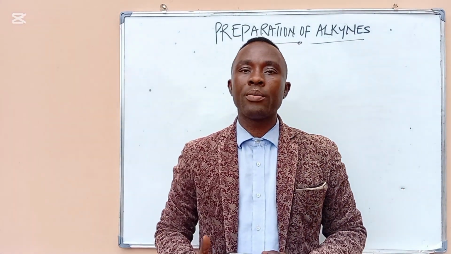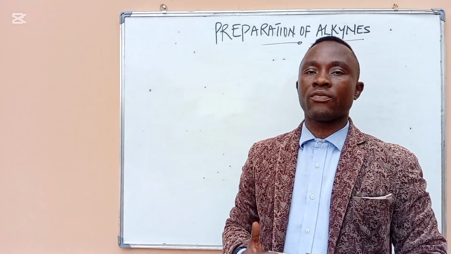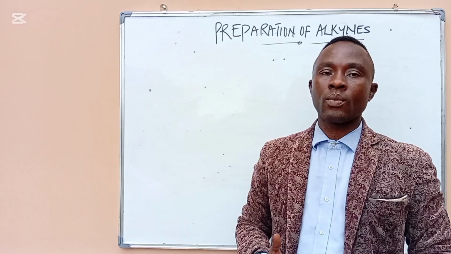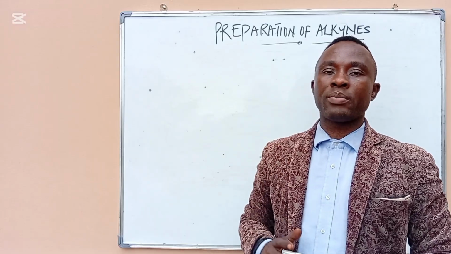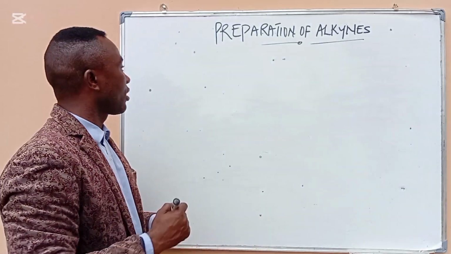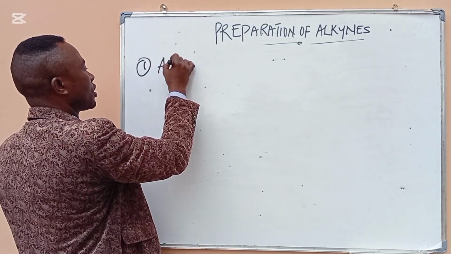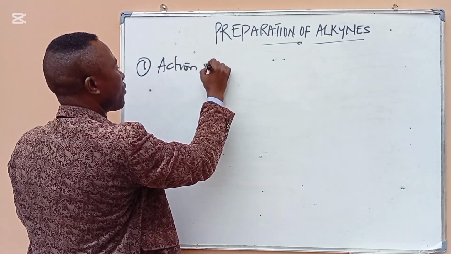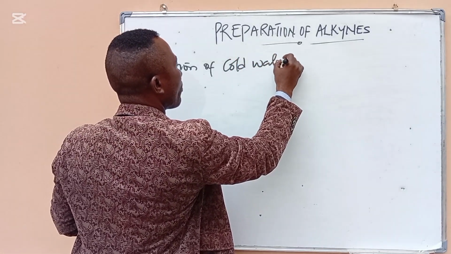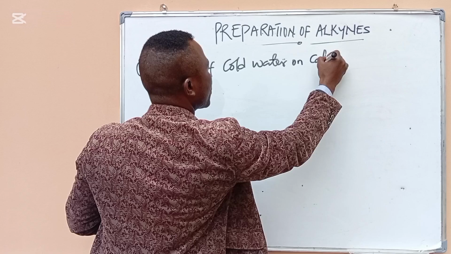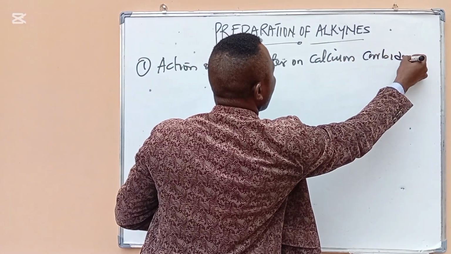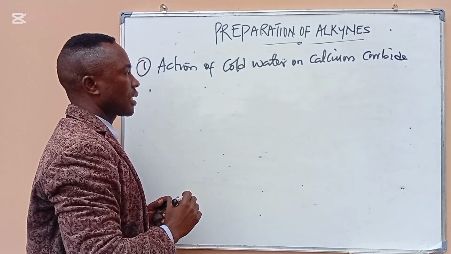In my class today, I'll be taking you on preparation of alkynes. Now, I'll give you 4 methods by which alkynes can be prepared. Number one of those methods is action of cold water on calcium carbide.